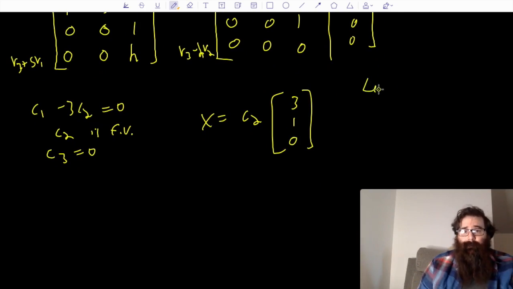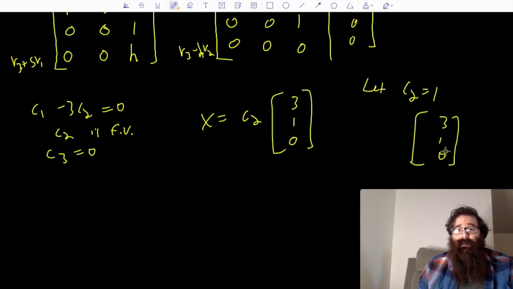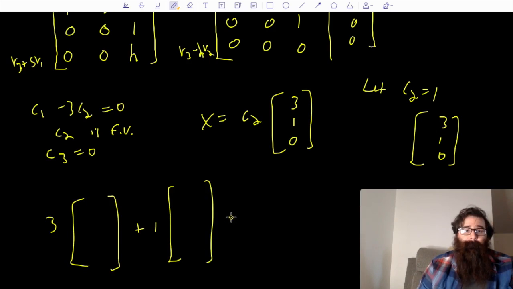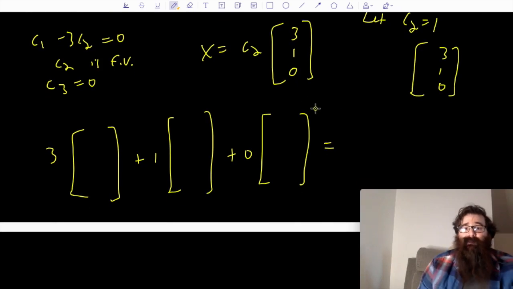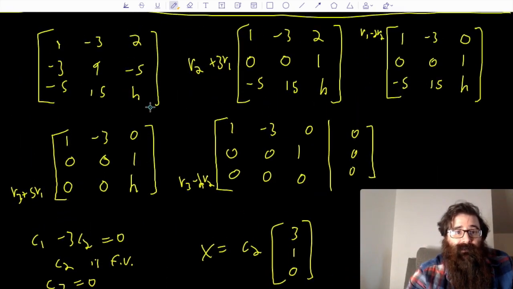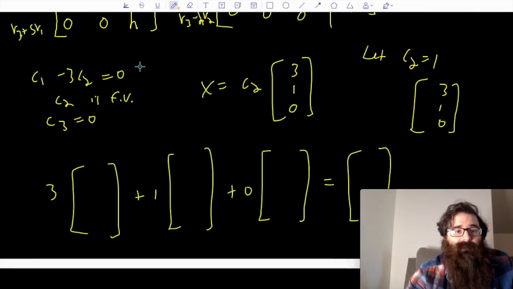So if I let c sub 2 be 1, then I get this vector 3, 1, 0. Remember, don't let the free variable be 0. It's going to ruin all that you worked for. But this gives me now a dependency relation. So we're saying 3 times the first column plus 1 times the second column plus 0 times the third column is equal to, and hopefully this is equal to the 0 vector. That's why I'm doing all of this work. But let's see if it did what we thought it did. So okay, the first column is 1, negative 3, negative 5.